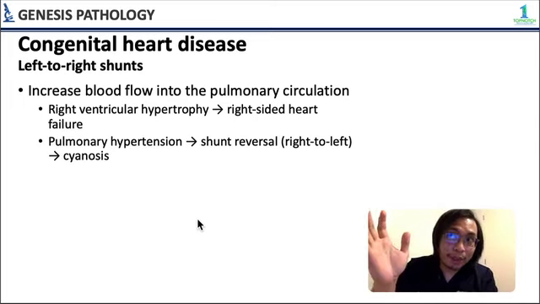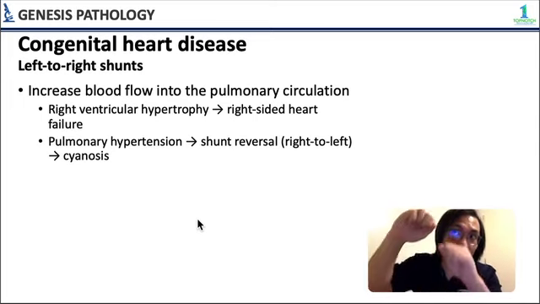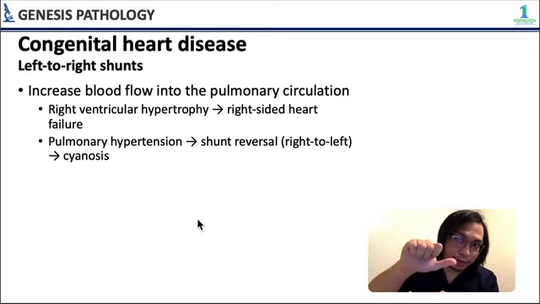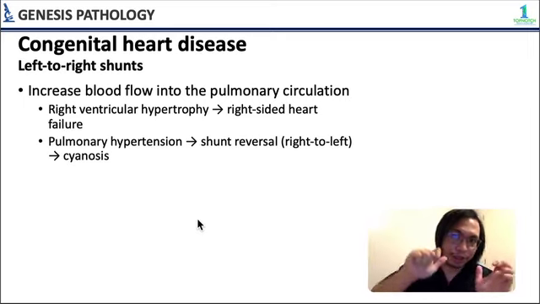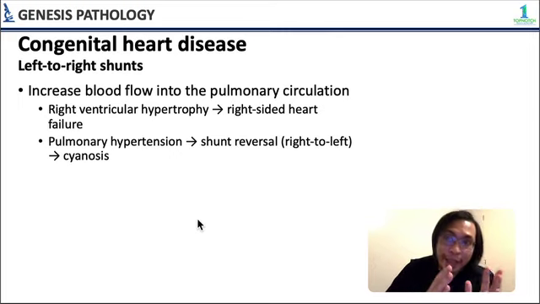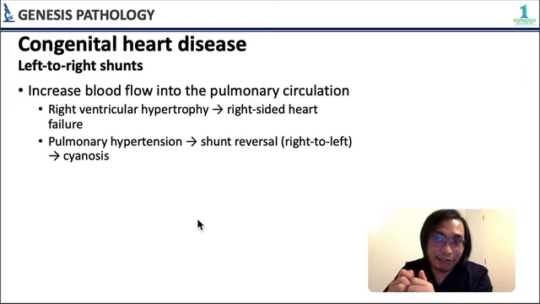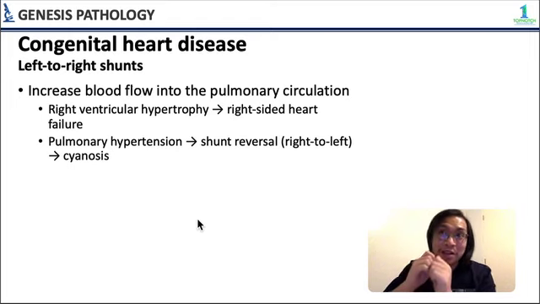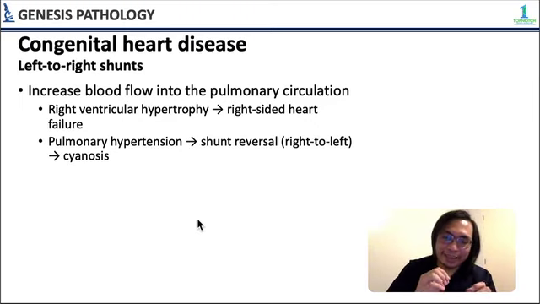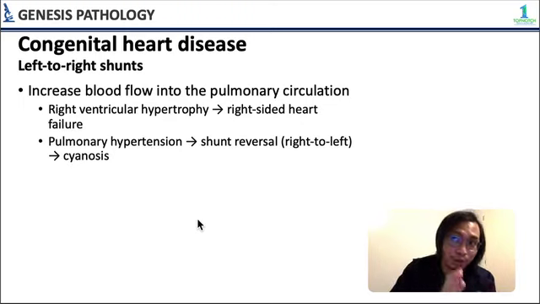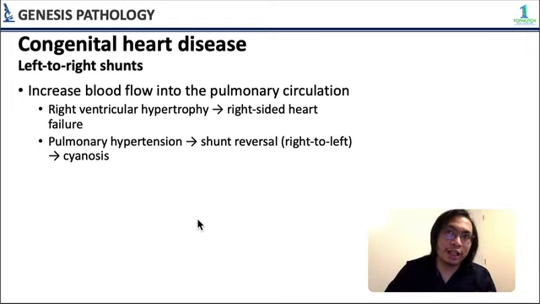Now, may pulmonary hypertension ka, mataas yung pressure sa pulmonary circulation, bumaliktad, tumaas ang pressure sa pulmonary artery, tumaas ang pressure sa right ventricle, sa right atrium, naging mas mataas yung pressure sa right ventricle mo than the left ventricle, what will happen? The shunt will be reversed. Okay? Normally, sa left to right shunt, kasi mas mataas usually ang pressure ng left, high pressure to low. Naging mas mataas si right because of the pulmonary hypertension, shunt reversal. Right?